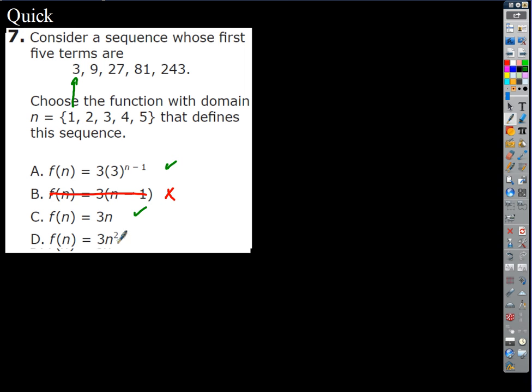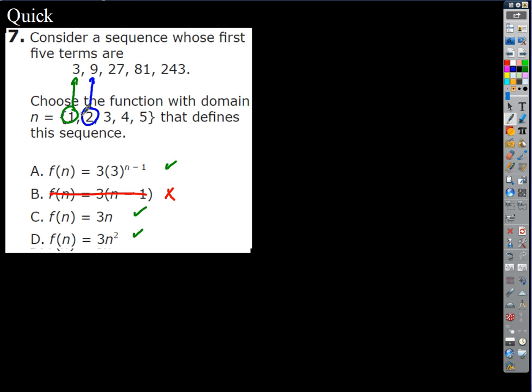If I put in a 1, I get 3 times 1 squared, so that one checks out. So for 1, 3 of them passed and 1 of them failed. But we've got to narrow this down to 1, right? So we'll go to the next level. What if we plug in a 2? Is a 2 going to give us a 9?